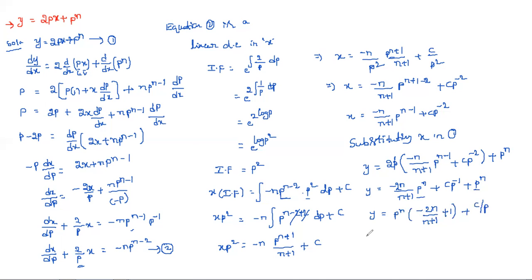So that is y is equal to p power n into, if you take the LCM, what will we get? n plus 1. And here in the numerator, minus 2n plus n plus 1 by n plus 1 plus c by p. So y is equal to p power n into, minus 2n plus n is nothing but minus n plus 1 by n plus 1 plus c by p. And let us name this one equation 3 and this one equation 4.